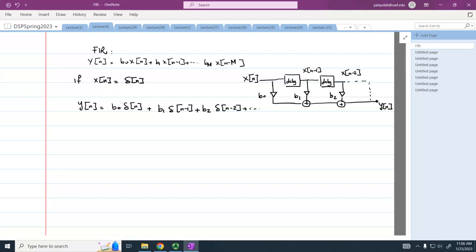So at n equal to 0, at the first instant in time, I have the impulse at 0. When n is equal to 1, this impulse is going to be at 1. Then this impulse is going to be at 2. So when n is 0, I'm going to get an impulse multiplied by b0. When n is 1, impulse multiplied by b1, and so on and so forth. And therefore, what is the impulse response of this filter?